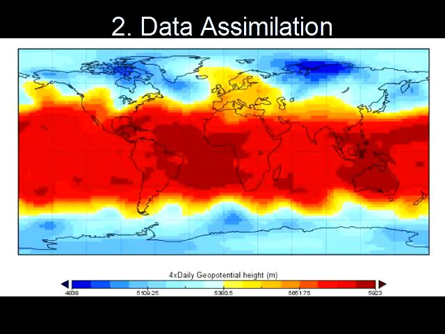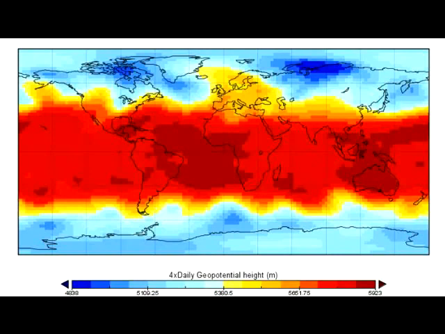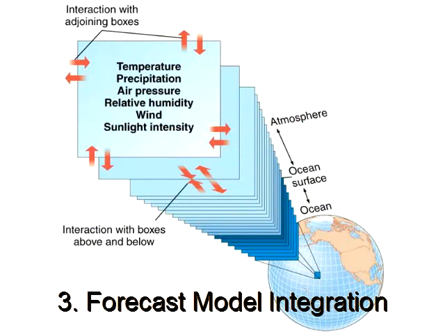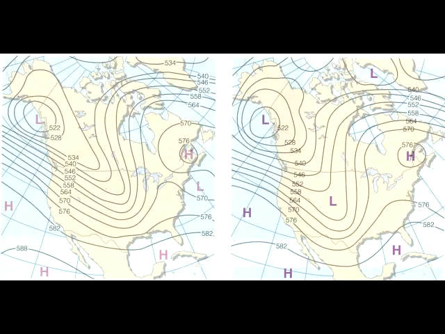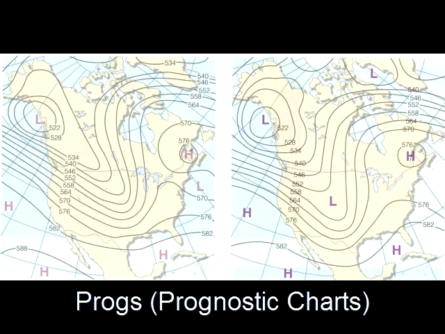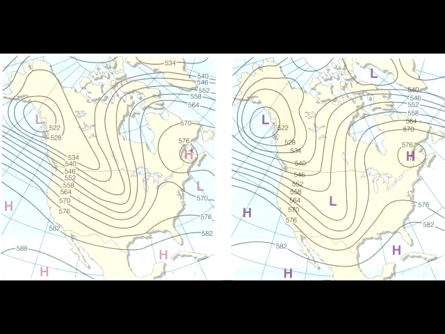Step number 2 is data assimilation. The atmosphere is divided into a series of boxes or grid cells. An interpolation and data initialization creates an evenly spaced, smoothed dataset. And step number 3 is forecast model integration, where mathematical models use equations that describe how atmospheric variables will change over time. The outcomes are so-called progs, or prognostic charts.